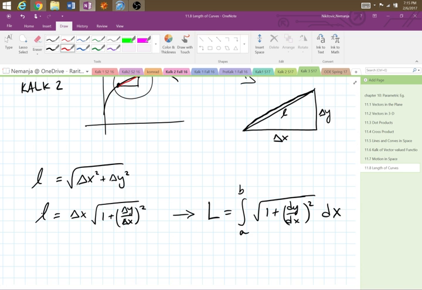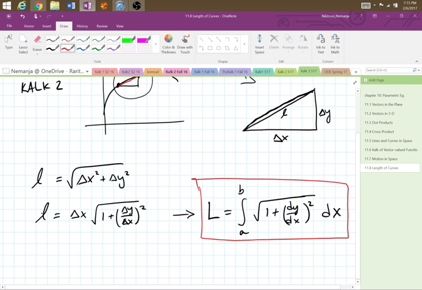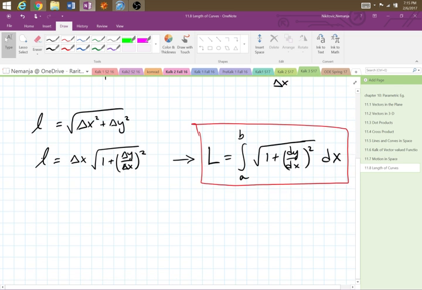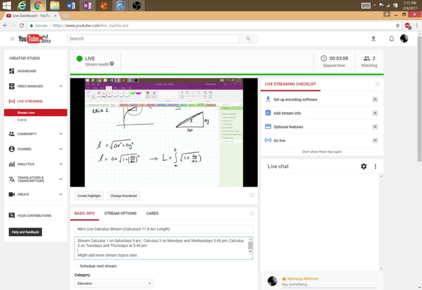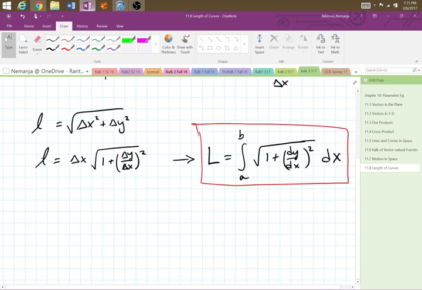We still need this formula, and we're going to come up with two new formulas. In this case, let me just check the stream. Stream is live and working.